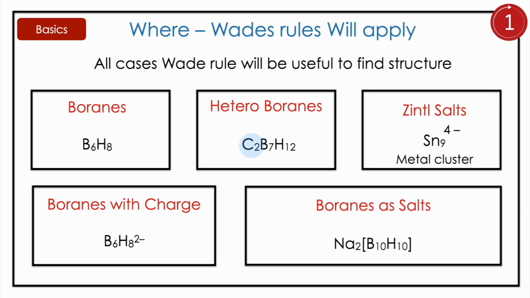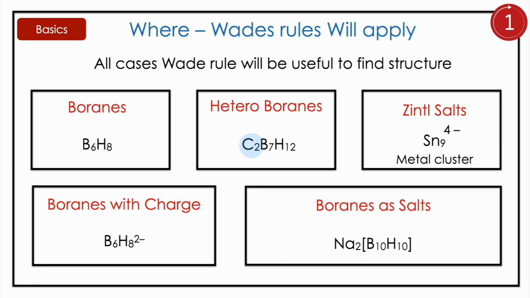Next is where you can apply those rules. First we will see boranes. Boranes are boron and hydrogen compounds. This is also a cluster. These are all basic compounds for Wade's rule. Next, heteroboranes. Mostly they are isoelectronic with borane. There also Wade's rule will be applied. Then Zintl salts, which are metal clusters. That also will come as isoelectronic species with borane but with metals.